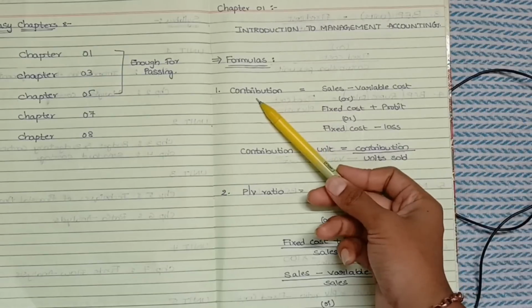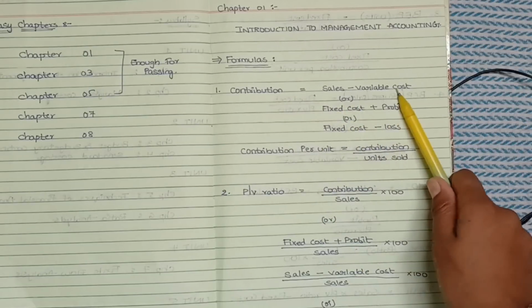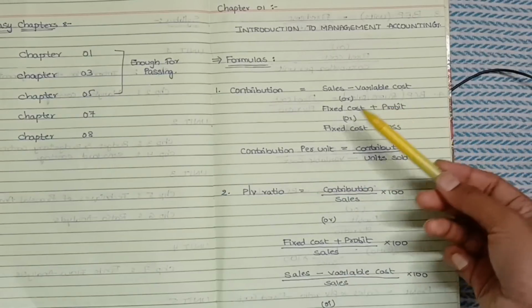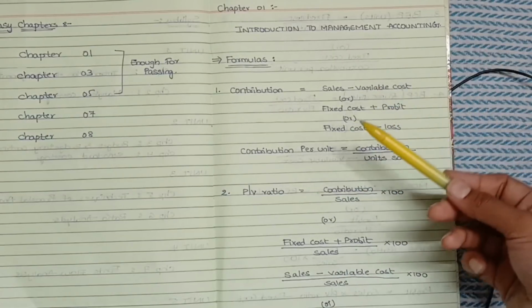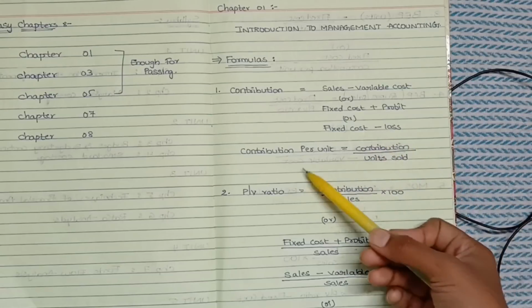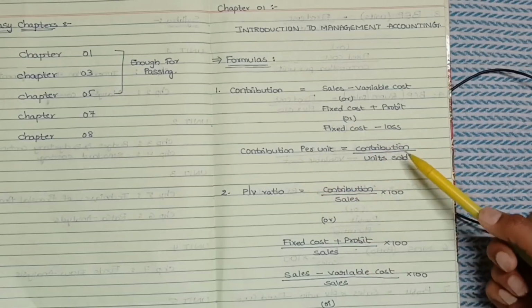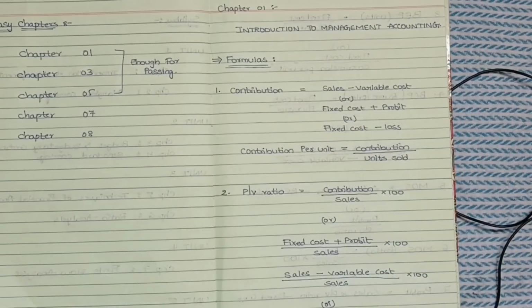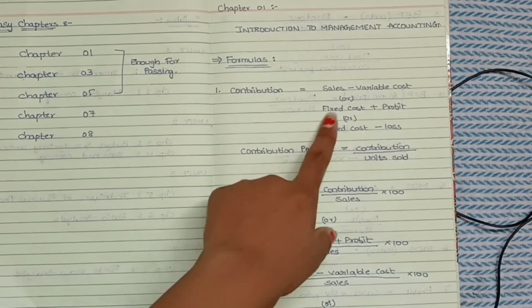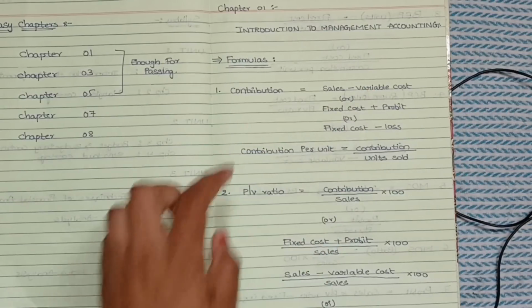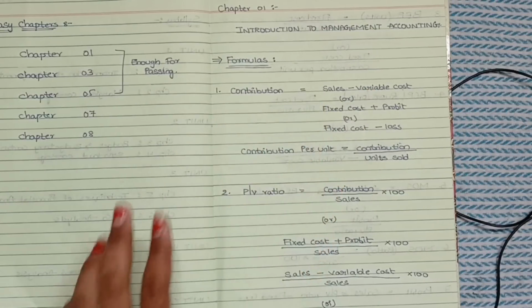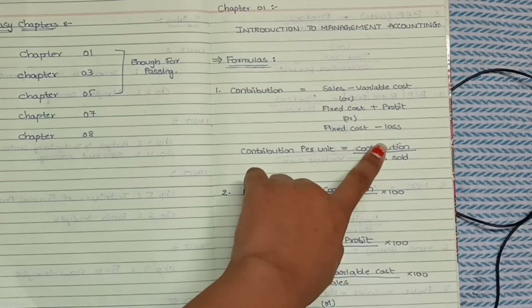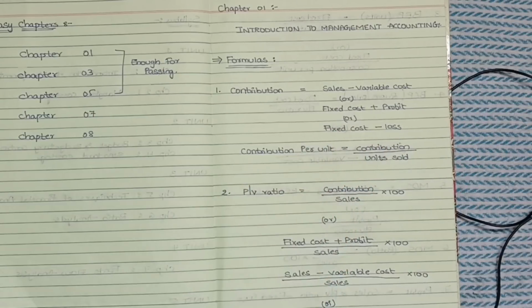The contribution formula is sales minus variable cost, or else fixed cost plus profit, or else fixed cost minus loss. Contribution per unit formula is contribution by units sold. Based on the question you need to check which formula is suitable. For example, if in the question they have mentioned sales and variable cost, you need to take this formula. If they have mentioned fixed cost minus loss, then you need to take that formula. Like that, based on the question you need to take the formulas. It's purely up to you.